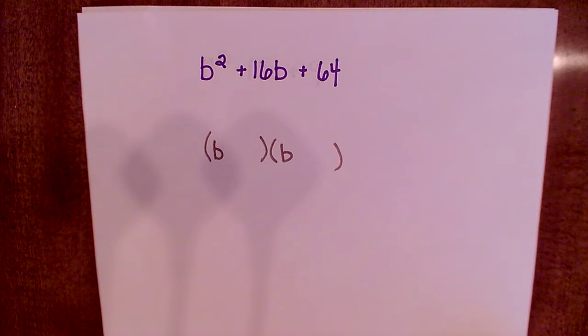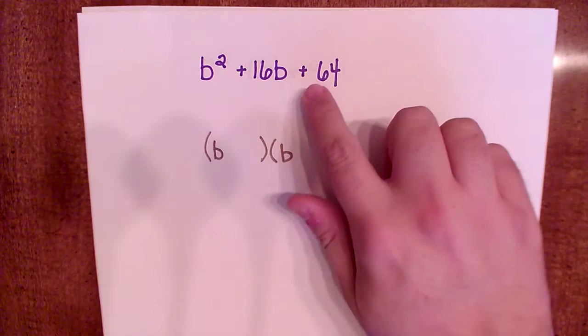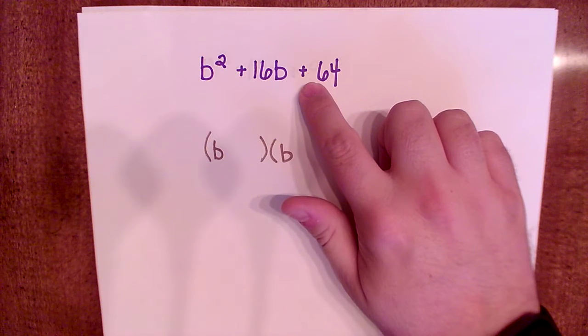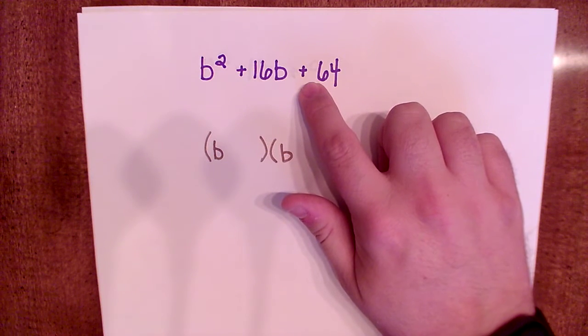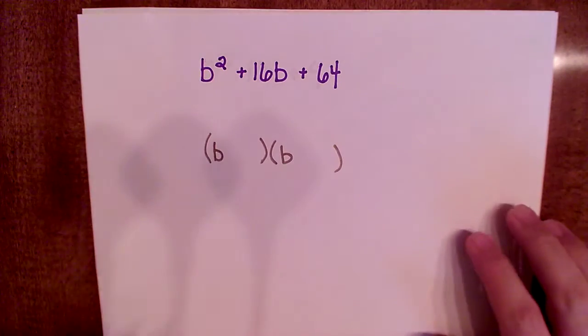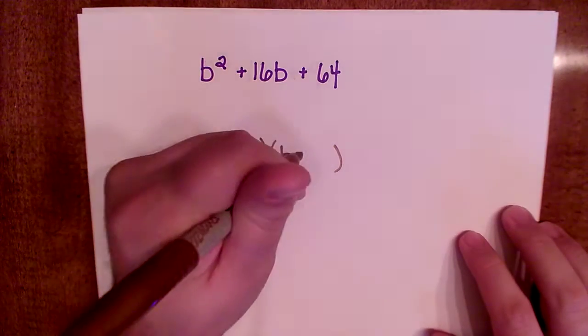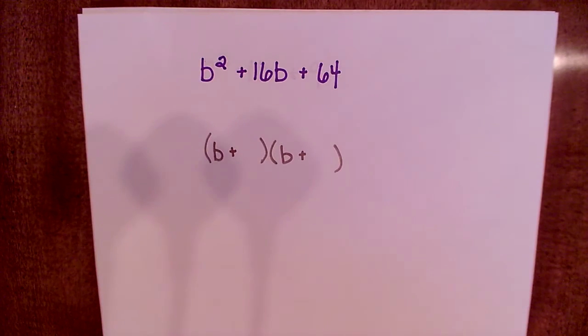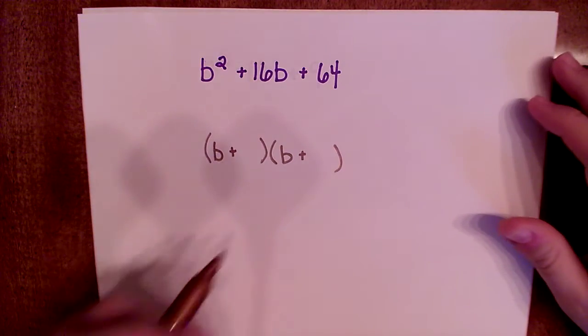Okay, now we always look at the last sign. If the last sign is positive, that means signs are the same. They're both going to be whatever the middle number is, and we're going to add to get to the middle number. All right, now let's look at that last number, 64. We want to pick the numbers that multiply to give us 64.